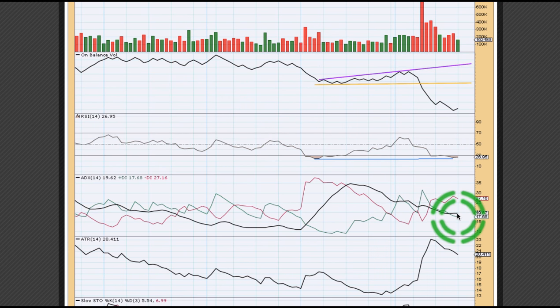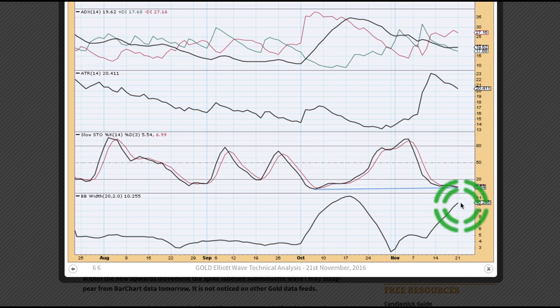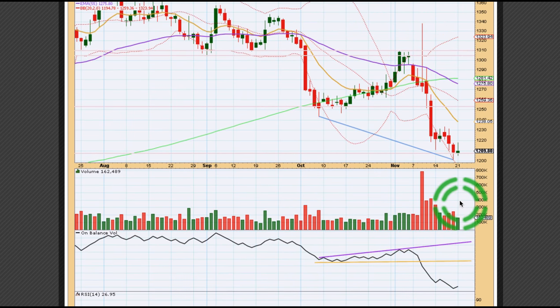ADX is still slightly increasing today, still telling us that we have a downward trend in place. But if we do, there's something wrong with it because ATR is declining. That's not normal for a healthy and sustainable trend. Bollinger Bands continue to widen though, and so they're telling us we do have a trend in place. And they're also starting to tell us that after a while of widening or expanding volatility, we're probably going to see some consolidation.